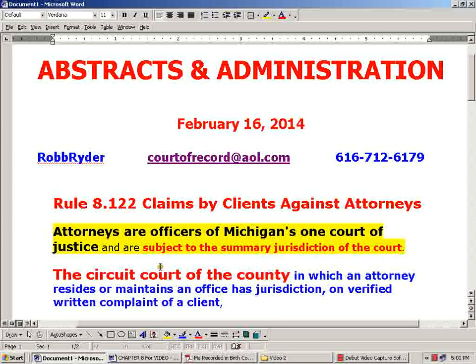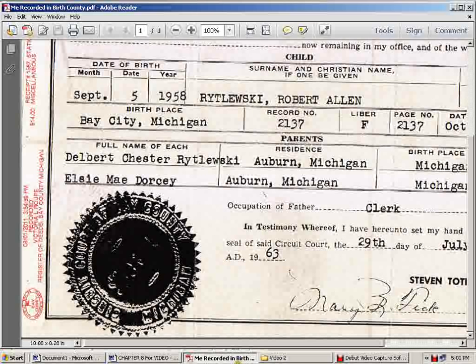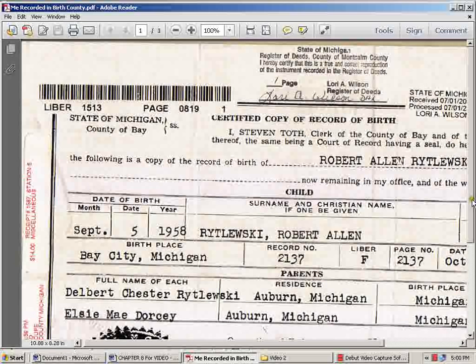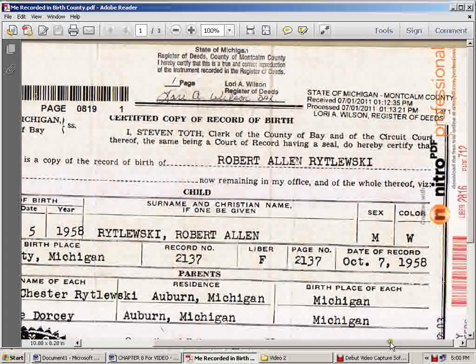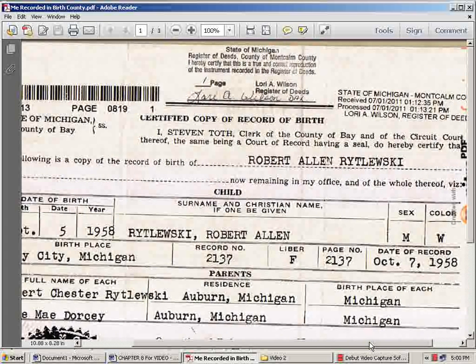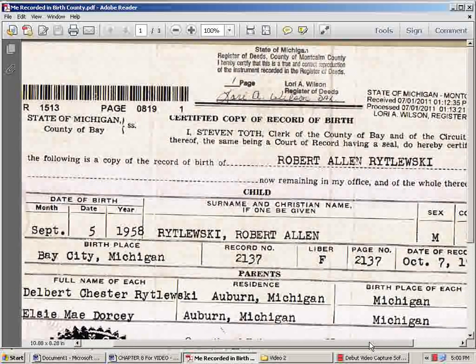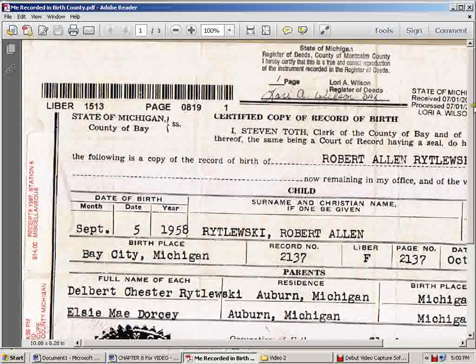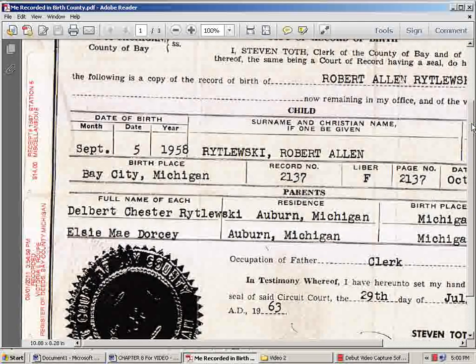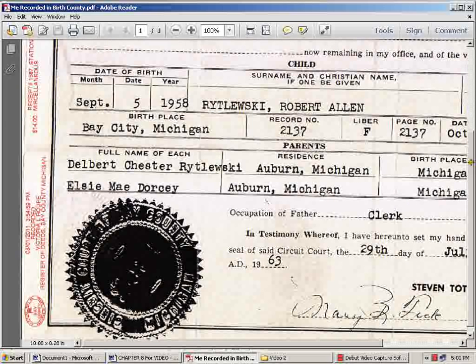So, circuit court of the county. Just real quick, what does that look like? Well, this is my certificate of certified copy of record of birth, and it's from the clerk of the county of Bay and the circuit court thereof, the same being a court of record, having a seal, do hereby certify, right? So Stephen Toth is what we would commonly call today the county clerk here in Michigan. This was back in ancient times, 1958. But what they had back then was a circuit court of Bay County.